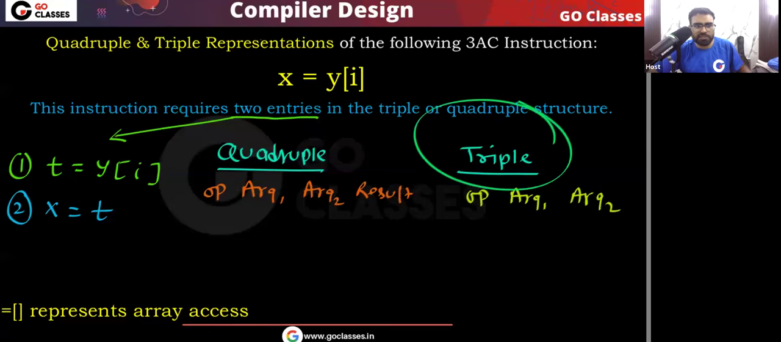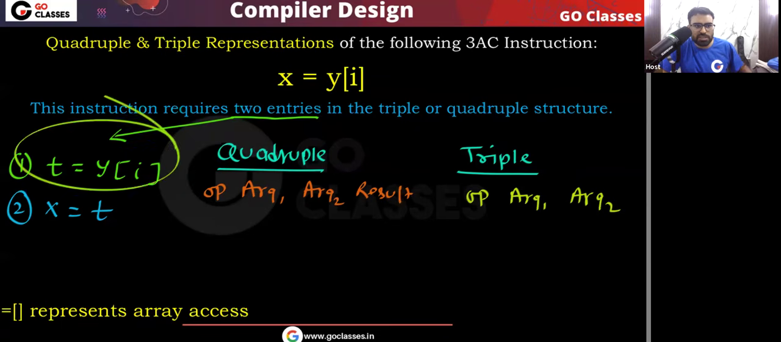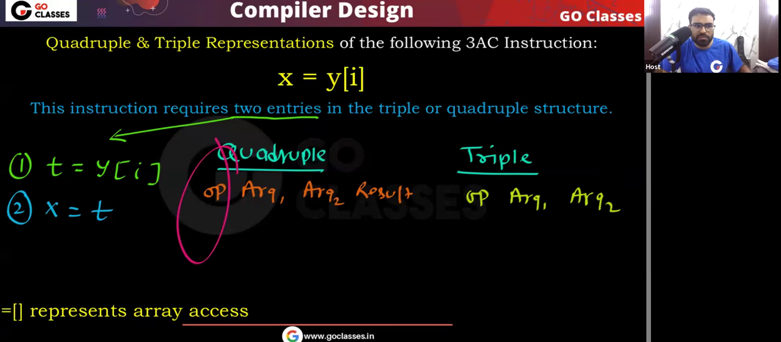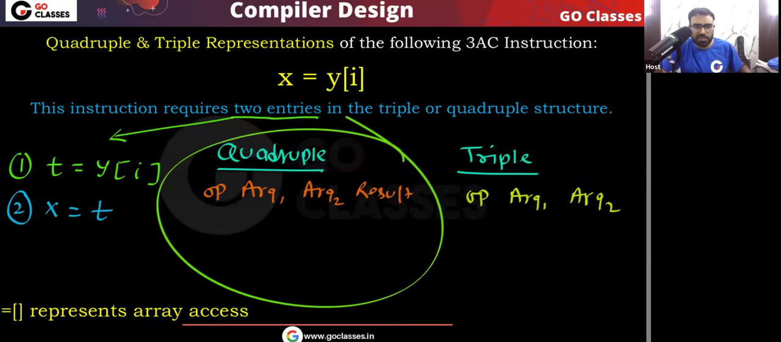Okay, in the triple representation we do not use the temporary variable. You can see in the quadruple representation there are four fields. Now let's see for this instruction how to store in the quadruple representation. Very simple. Tell me what is the operator. Now you have already understood. These two instructions we need to store in the quadruple representation.